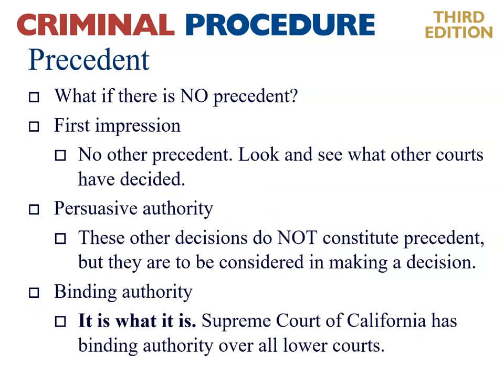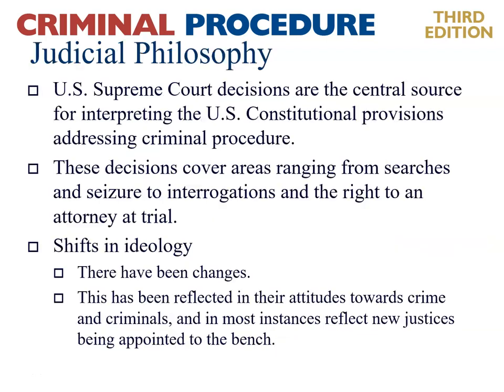But what if there is no precedent? Well, there's a couple of ways that we figure this out. First is what they call first impression. If there's no other precedent, the courts will look and see what other courts have decided. They also have something called persuasive authority. These other decisions do not constitute precedent, but they are to be considered in making a decision, meaning that maybe there was some other law or authority there. And then finally, binding authority, meaning it is what it is. The Supreme Court of California has binding authority over all other lower courts. So again, this is talking about precedent.